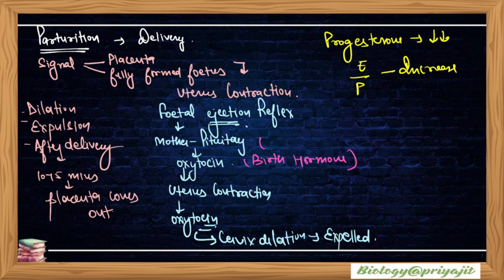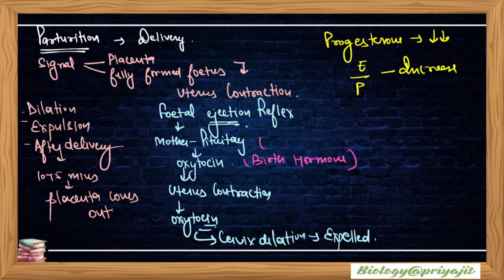immunity. Parturition is nothing but baby birth, or delivery. When the signal comes, with the placenta and fully formed fetus, uterine contraction begins. The progesterone level is downregulated at that time, and the estrogen to progesterone ratio increases. So what happens? Dilation of the uterine structure, then expulsion; after delivery, in 10 to 15 minutes the placenta comes out.